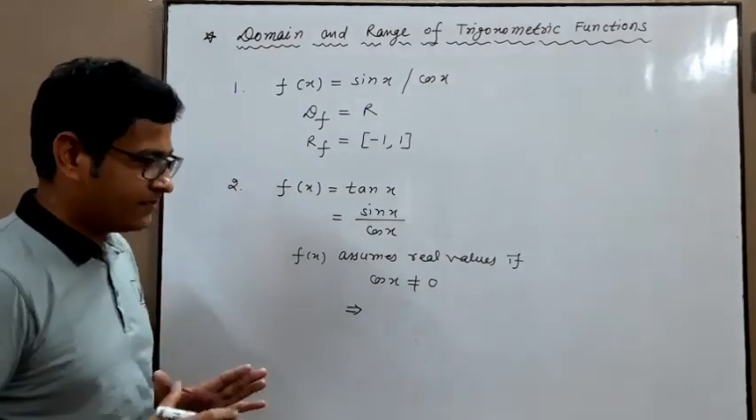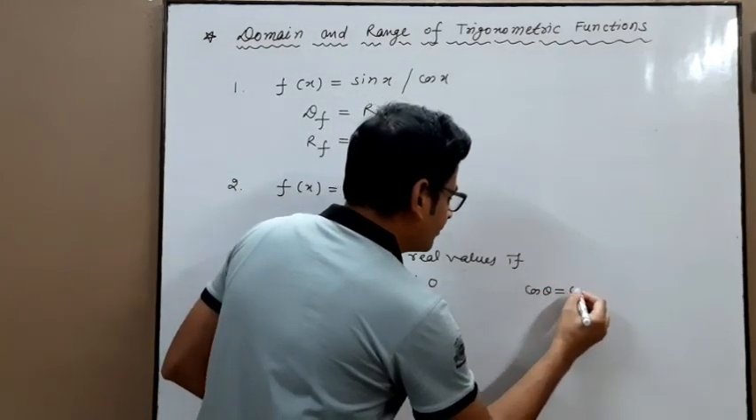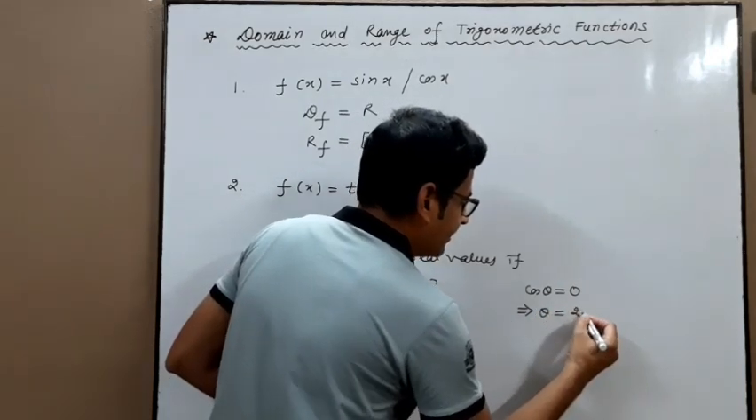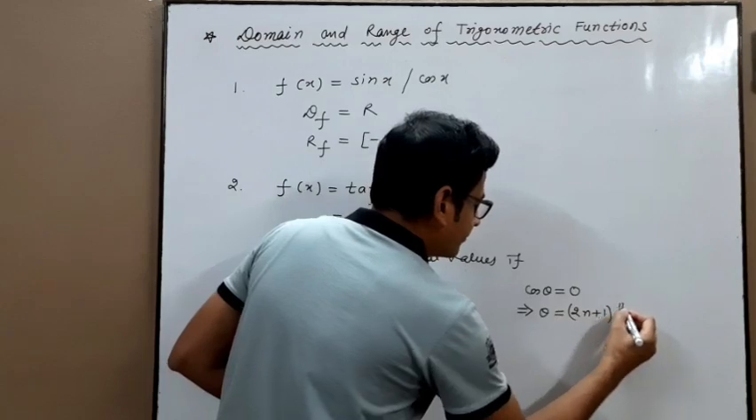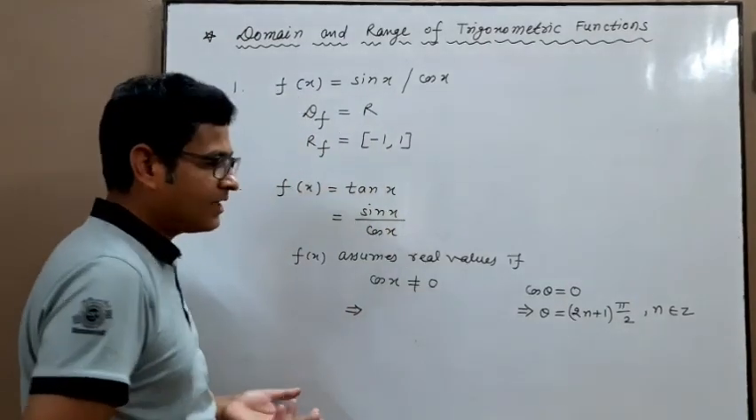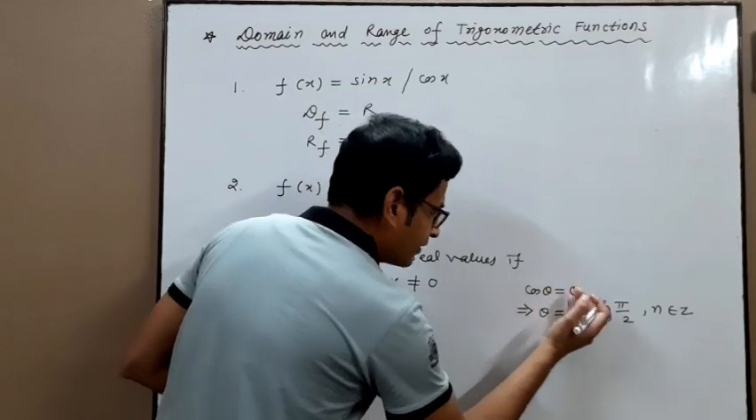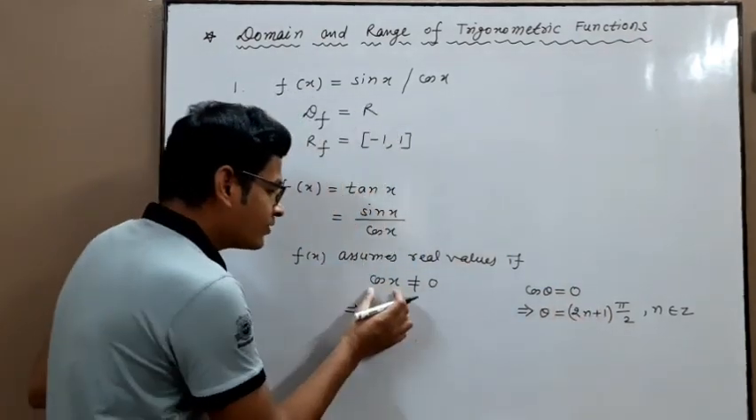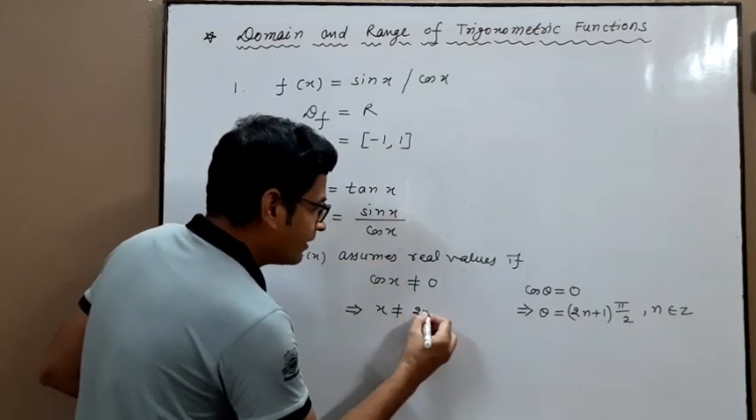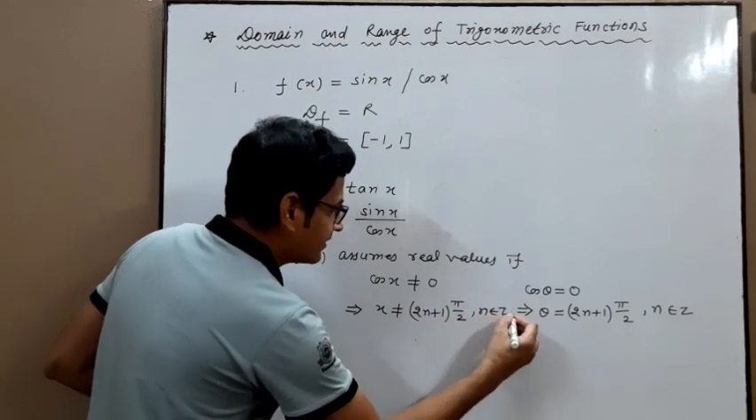We all know trigonometric equations. In trigonometric equations, cos theta equal to 0 implies theta is an odd multiple of 90 degrees, (2n+1) times pi by 2, n belonging to integers. We can use Z, we can use I. Similarly, cos theta not equal to 0 means theta not equal to this. So cos x not equal to 0 means x not equal to (2n+1) times pi by 2, and n belongs to integers.